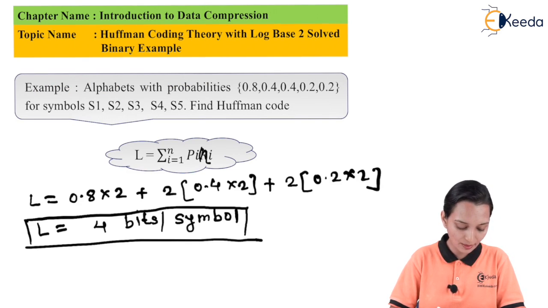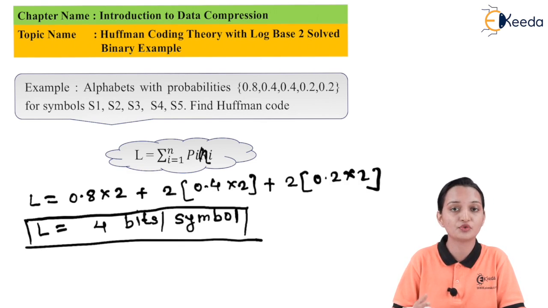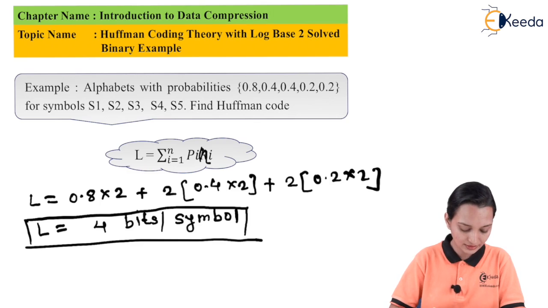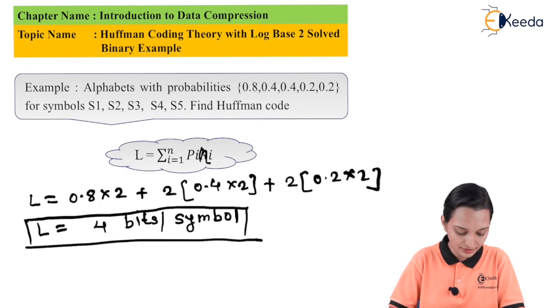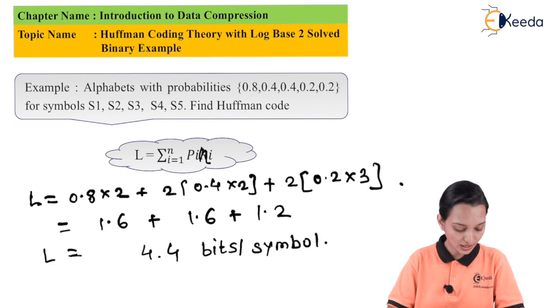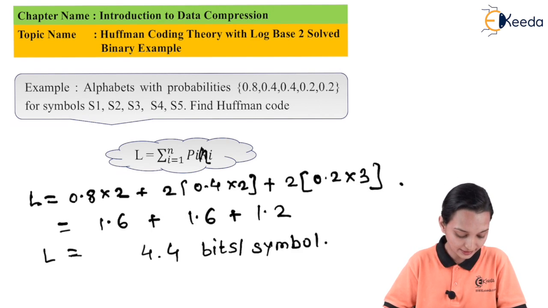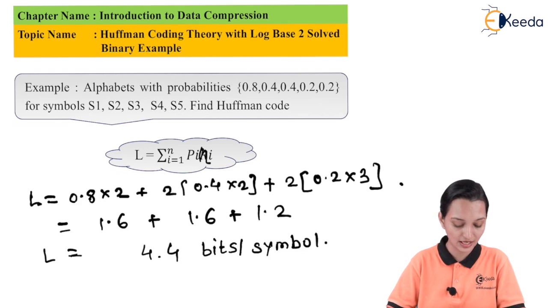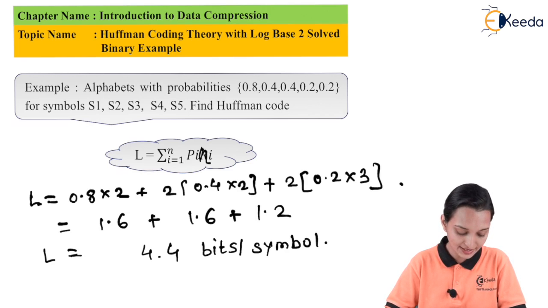So what is the probability for the first symbol? That is 0.8. So 0.8 into the code length which we have found, that is 2. So 0.8 into 2 plus 2 into 0.4 into 2. So now we will calculate the length. Length is nothing but summation i equal to 1 to n, where the maximum value of n is 5 in our example, Pi into Ni. So Pi is the probability.